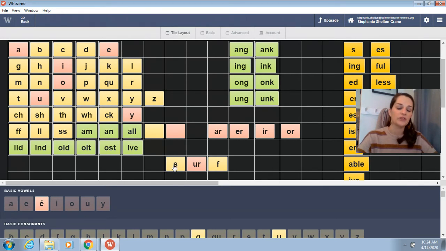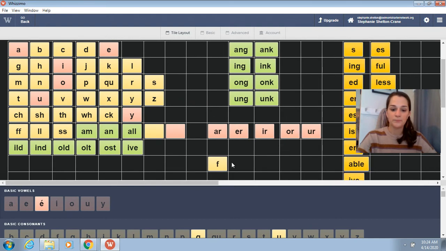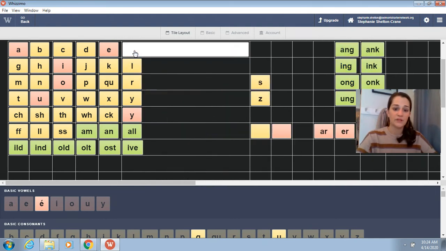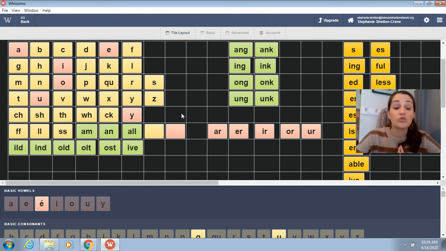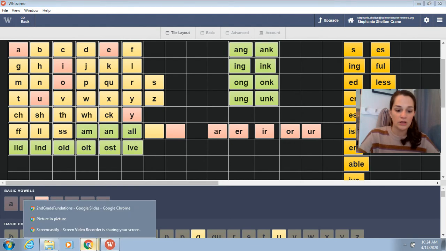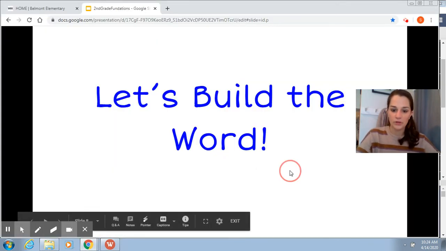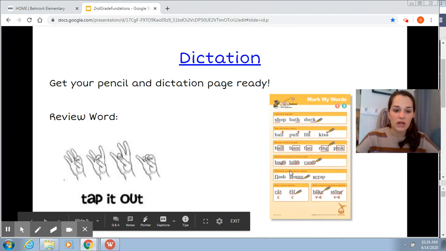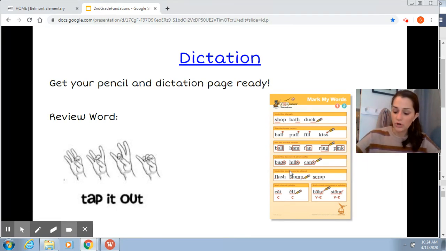Excellent. Surf. Let's fly our letters back. Bye S, snakes. Bye UR, burner. Bye F, fun. That was a tough little lesson, but you did a great job helping me spell those words. Okay? Excellent. Let's go back to the slide, and we are going to get ready to do our dictation. The word I have for you for dictation is kind of tricky. So if you get it wrong the first time, that's okay. You can go back and fix it, and we can talk about how to mark it or anything else you want to talk about within that word.